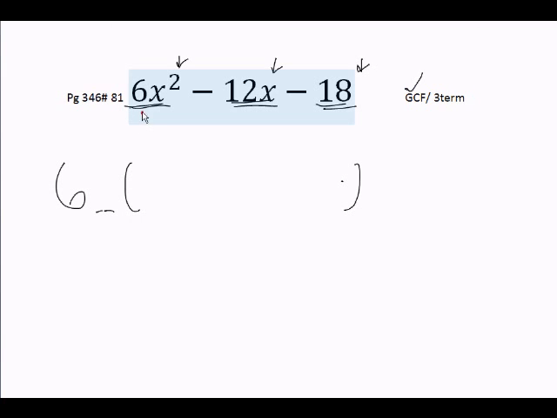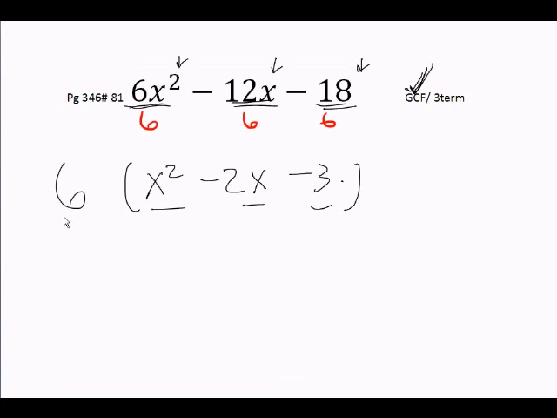I'm going to divide each term by what I have outside the parentheses. And I get 6 divided by 6 is 1 with an x squared, 1x squared. Negative 12 divided by 6 is a minus 2x. And negative 18 divided by 6 is a minus 3. So I did the greatest common factor. Next, I want to see if I can factor this using the 3-term method. I have 3 terms here. The 6 is going to be part of my answer. I'm just going to leave that there. But I'm going to try to factor my parentheses using the 3-term method.